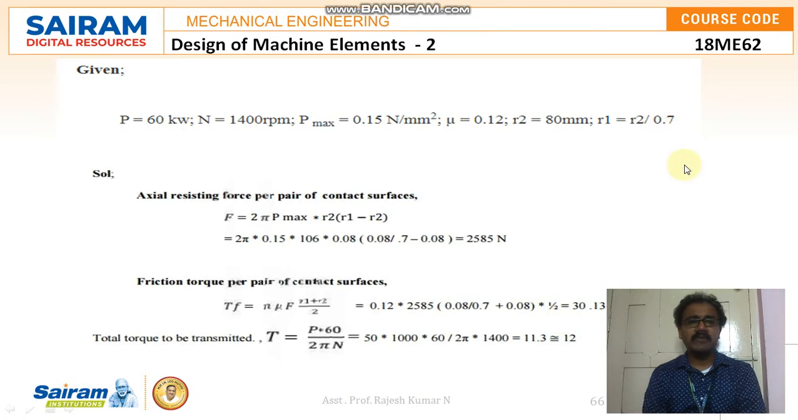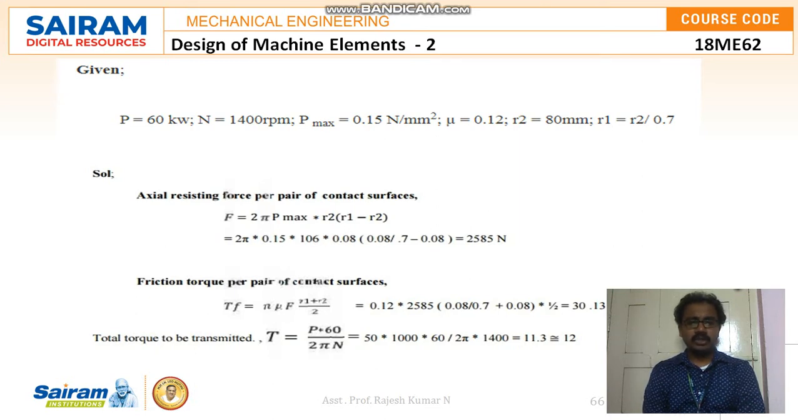So let me write down the given data. P is 50 kilowatt power, and the speed is 1400 rpm, and the pressure is 0.1 Newton per mm square. Coefficient of friction 0.12, and the radius R2 is 80 mm and R1 is R2 by 0.7. So the outer radius is 80 mm, and the inner radius, 0.7 times that, we need to find out.